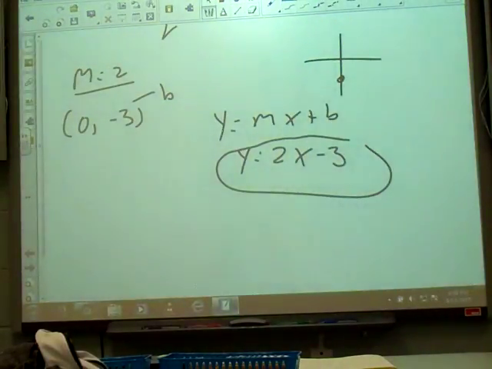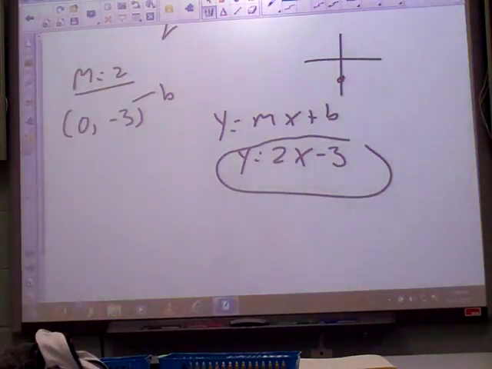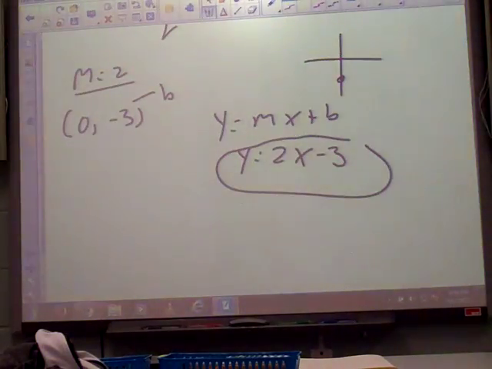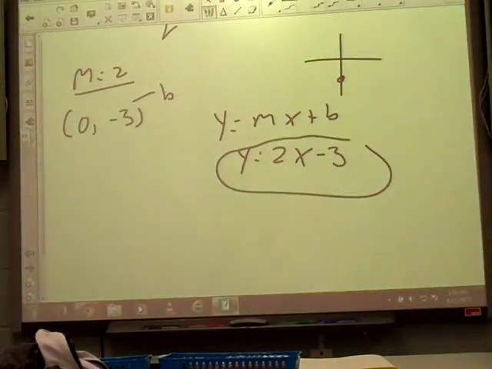Whoa. Wow. Y'all were real good. Chase was, and I think it was Caleb that figured out that negative 3 was the Y-intercept. First period, I thought I was going to have to pull teeth trying to get them to realize that. So good job on that.